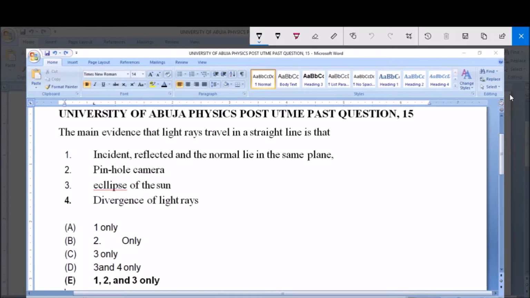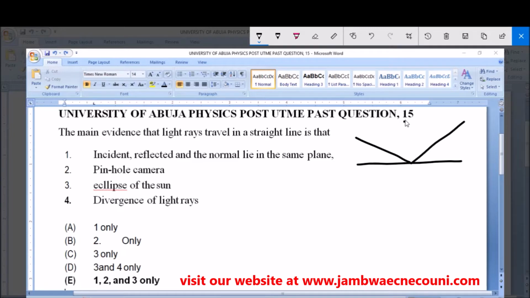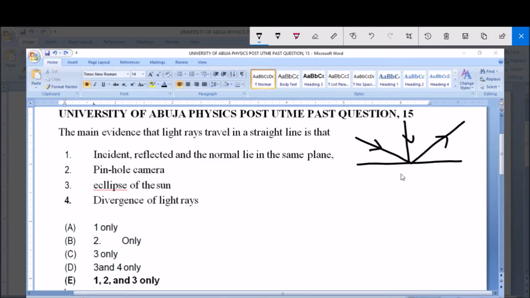Now the main evidence that light travels in a straight line. Now we are told that light travels in a straight line. Now let's take each of these options. Incident, reflected, and normal lie in the same plane. Now what it means is, let's say this is one plane. The incident, the reflected, and the normal. These are rays of light. This is the incident, that is the reflected, and this is the normal. Now this is the plane. They all lie in one plane.